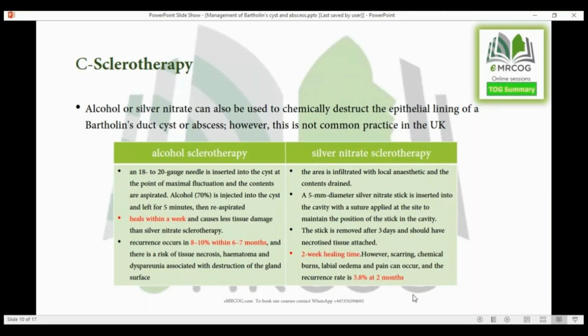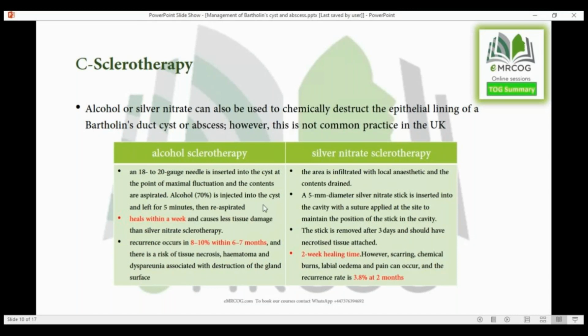The main result will be destruction of the epithelial lining of the Bartholin duct cyst or abscess, but it's not common practice in the UK. Same thing, you are going to insert a gouge needle into the cyst at the point of maximal fluctuation. You are going to aspirate the contents, then inject the alcohol or the silver nitrate by silver nitrate stick.